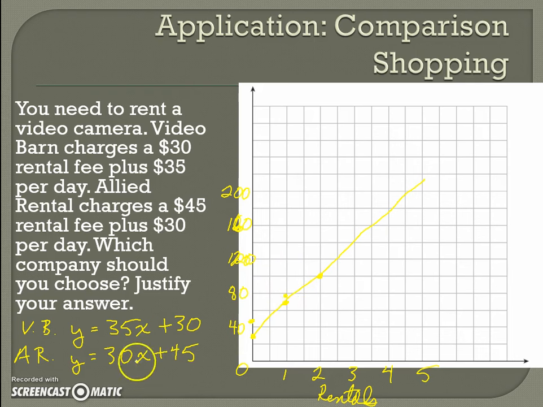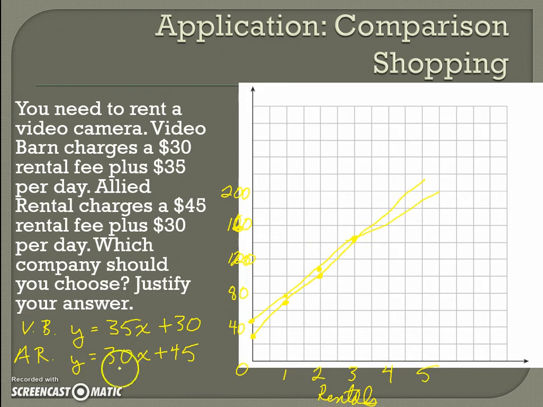And then 2 rentals is going to be 60 plus 45 is 105, so that's going to be just a hair over this one. 3 rentals is going to be, let's see, 90 plus 45 is 135, so that's going to be right about there. And it looks like that's going to be the spot where they cross. So let's check that and just see if it works.